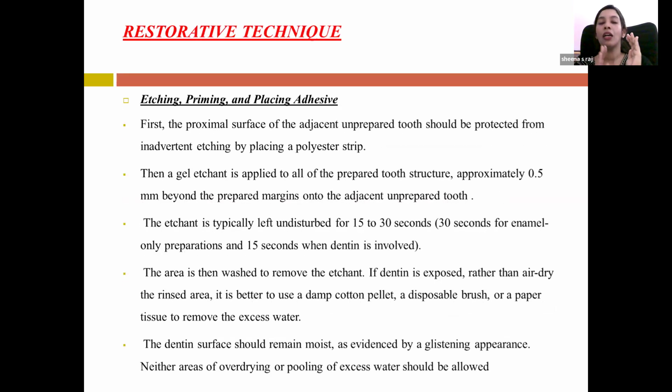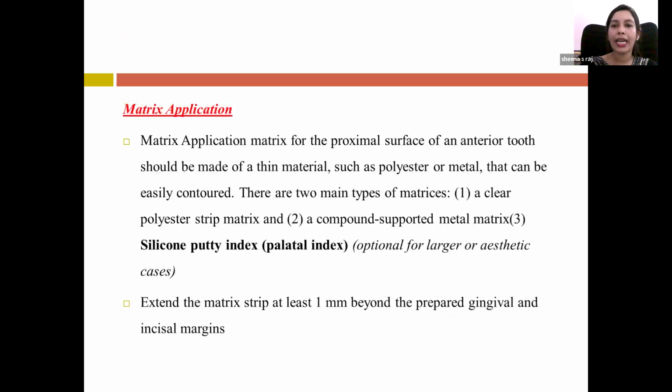So now you have studied the first step, case selection. Second is shade selection. Third is the proper isolation method. Fourth is the cavity preparation. Next, etching, priming, and placing of the adhesive. We'll place etchant for 10 to 30 seconds, wash that, air dry that. Then we'll apply a bonding agent.